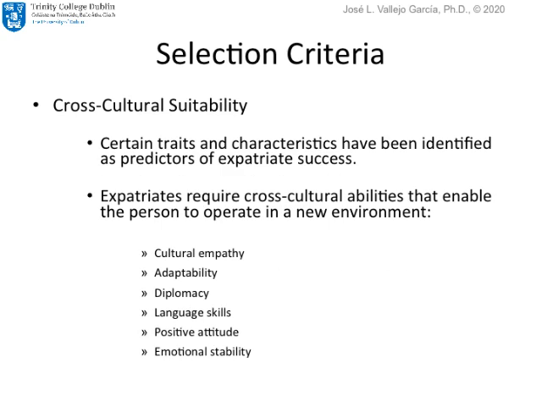The second point was cross-cultural suitability. Well, certain traits and characteristics have been identified as predictors of expatriate success. Expatriates require cross-cultural abilities that enable the person to operate in a new environment: cultural empathy, adaptability, diplomacy, language skills, positive attitude, and emotional stability, among other aspects.